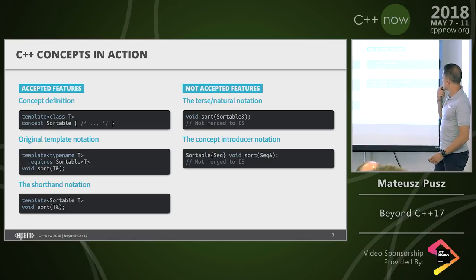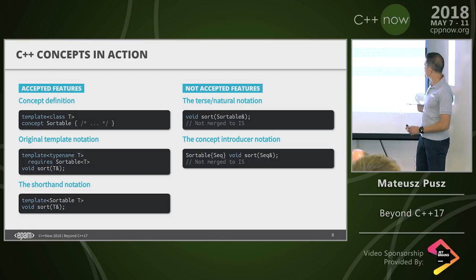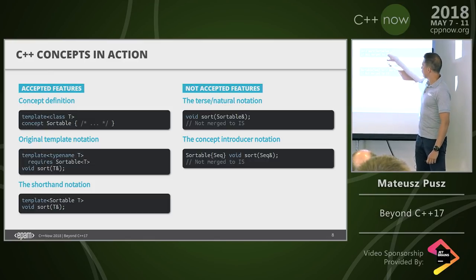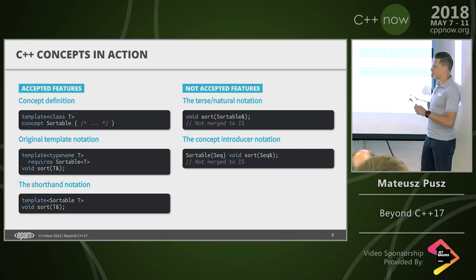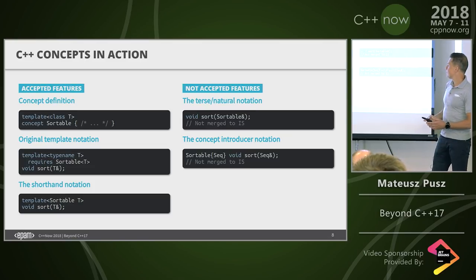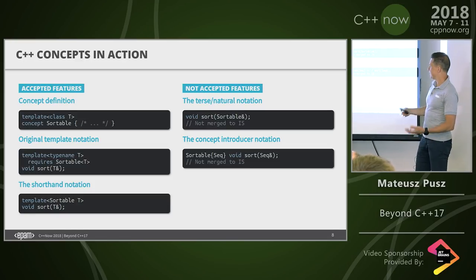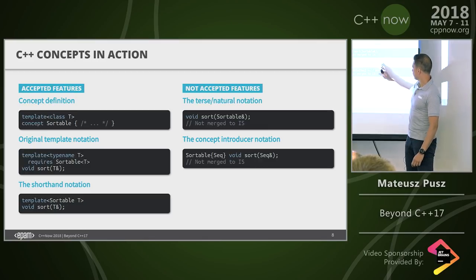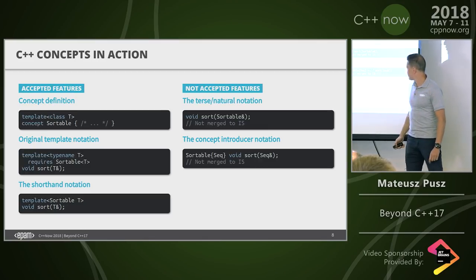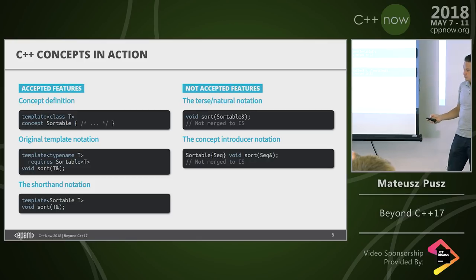The things that were not accepted were the already mentioned terse natural notation, where you provide the concept name as, let's say, the type of the argument. Basically, the controversies here were because people want to know if they are working with a template or with a regular function. With that, it's easy to be misled about which you are dealing with. Also, introducer syntax was a bit controversial. Those features were not merged into the standard.